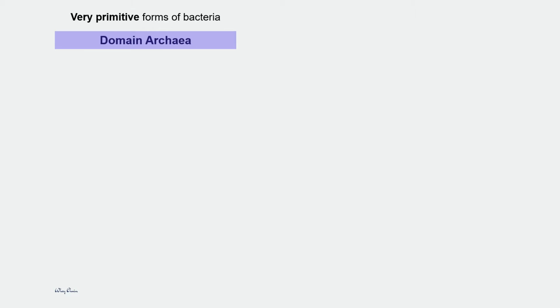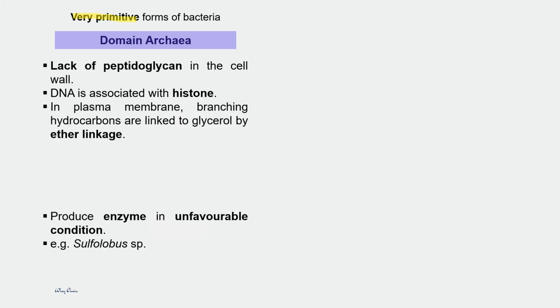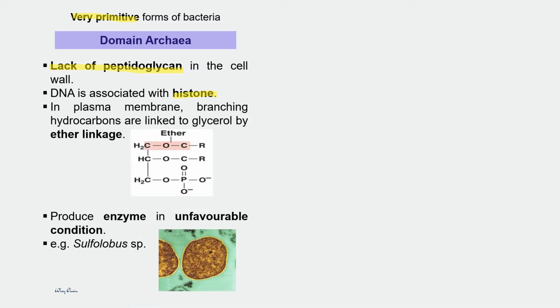Domain Archaea contains the bacteria which are very primitive, lebih asas. The cell wall of the bacteria under domain Archaea lacks peptidoglycan, and the DNA is associated with histone protein. The phospholipid molecule in the plasma membrane contains glycerol, which is a 3 carbon molecule that will be linked to branching hydrocarbons through an ether linkage.